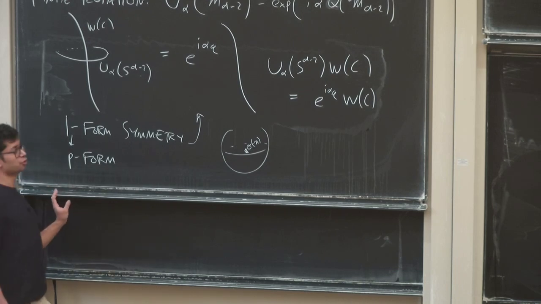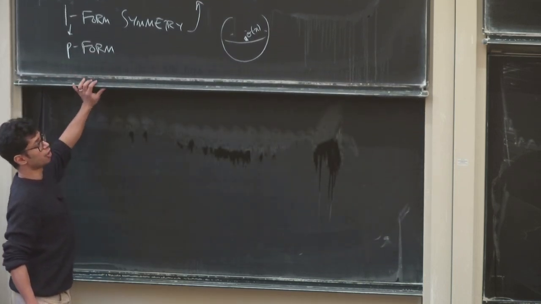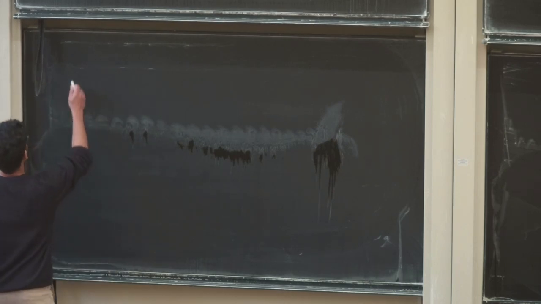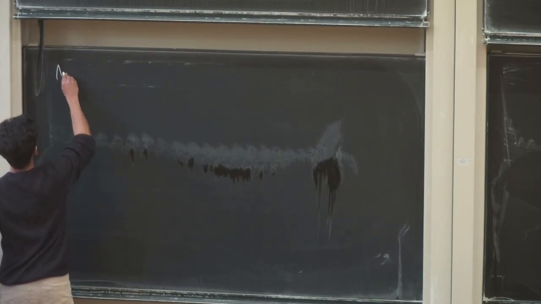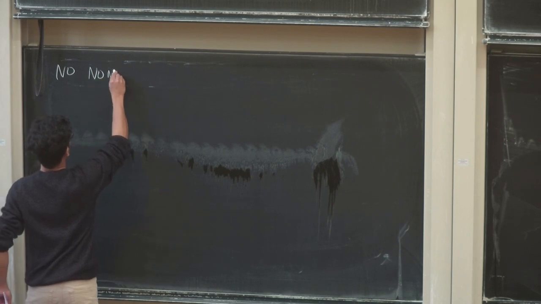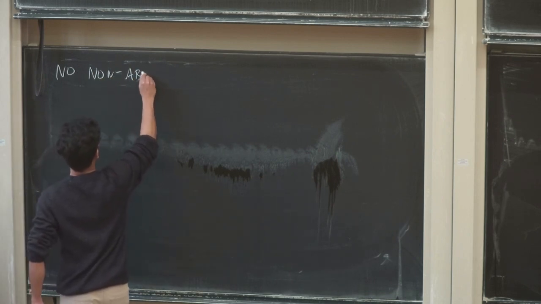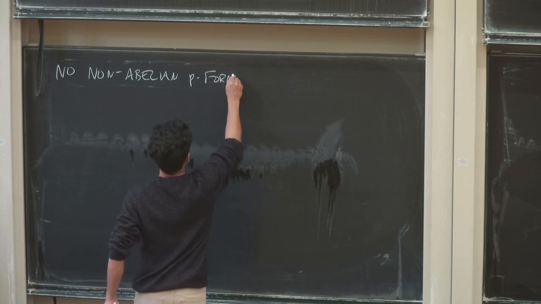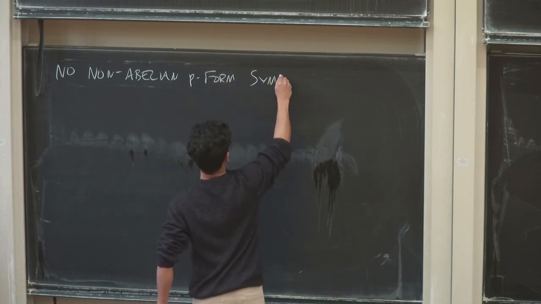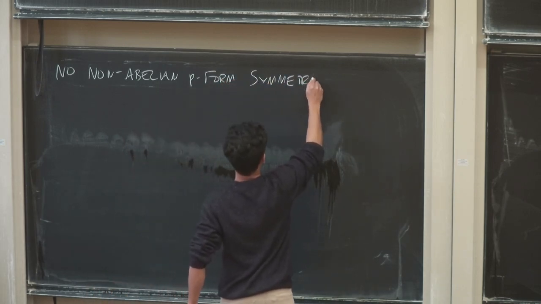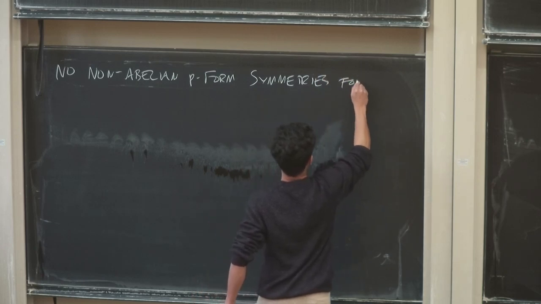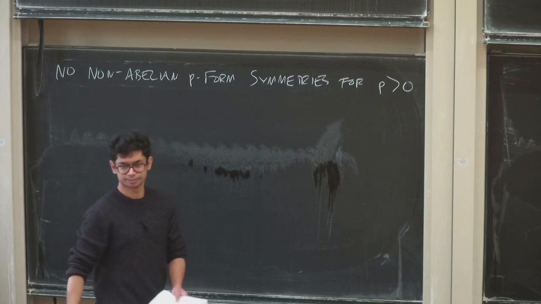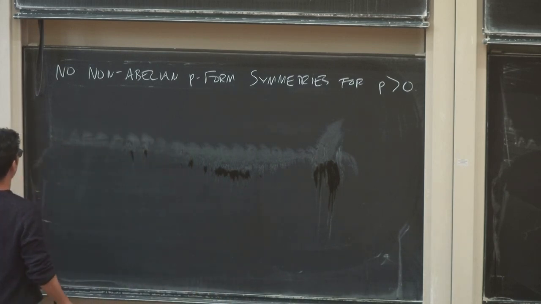However, there's something you cannot do. You cannot generalize this to a non-Abelian symmetry. Let's understand why that is. So there are no non-abelian p-form symmetries for p greater than 0. Let's understand why that is.